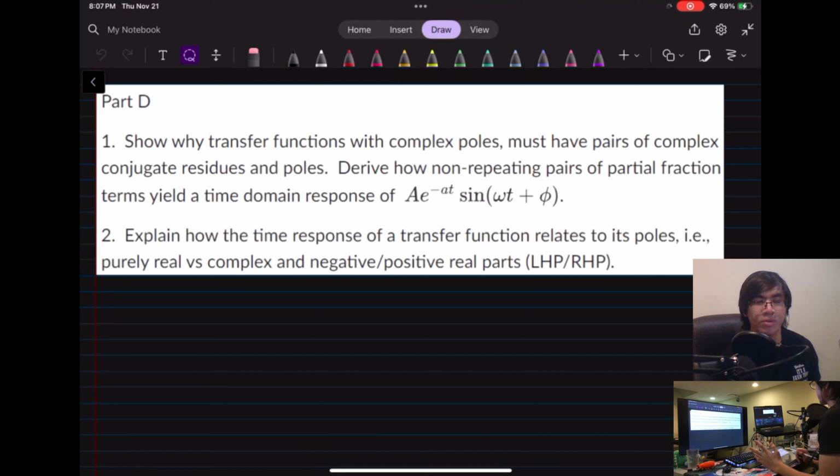Those roots, we call them poles, can exist as either real or complex. Since we're assuming the coefficients in the polynomial of the denominator of the transfer function are real, which they are, you can have real roots. But if you have complex roots, then those complex roots must exist, as the problem states, as conjugate residues and poles. So let me just write this out.